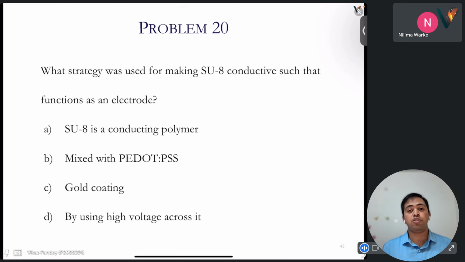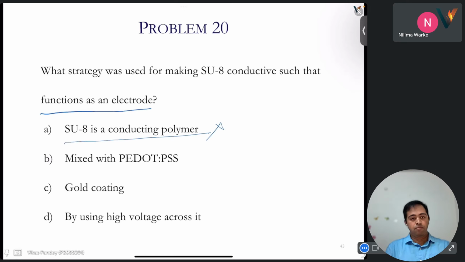What strategy was used to make SU8 conductive such that it functions as an electrode? I think we have discussed this. This answer you must already know. Gold coating. SU8 is not a conducting polymer. It is not mixed with PEDOT:PSS. Since we are actually coating it, we cannot mix it. We are doing it with gold coating. We do the spin coating, lithography and all, and then we go for the gold coating. Okay.